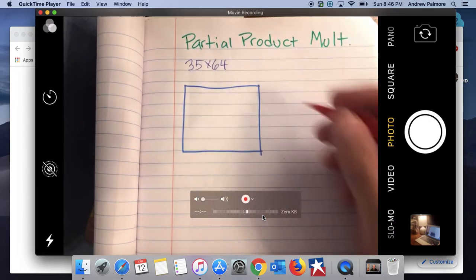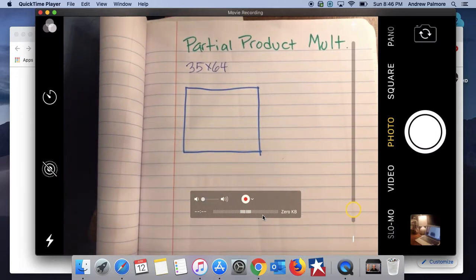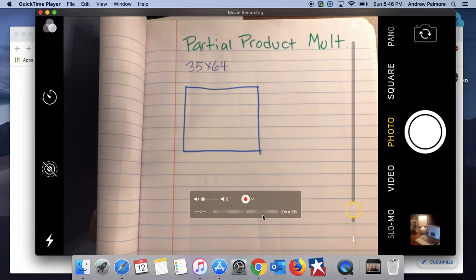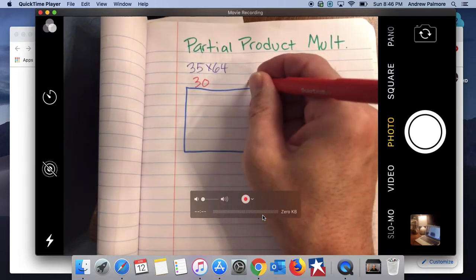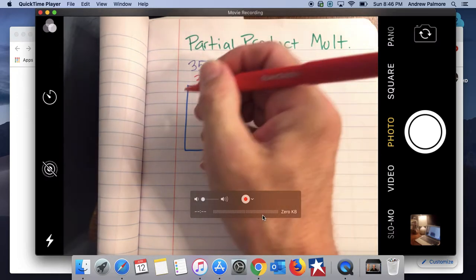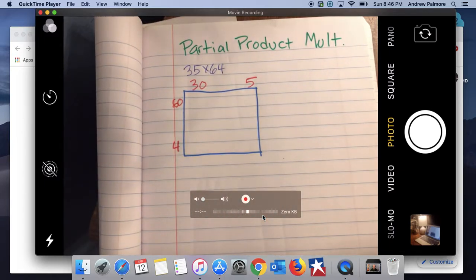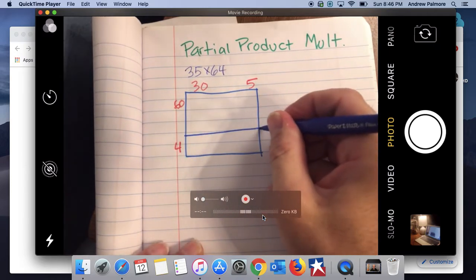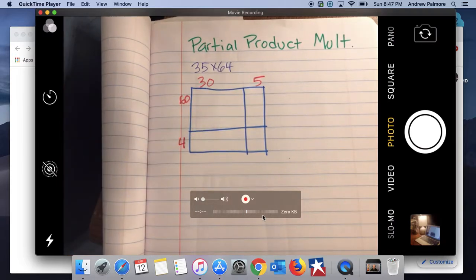Okay, so I'm going to break up the 35 into tens and ones. So think about, what would 35 be in tens and ones? Okay, I'm going to do 30 and 5. And then think about 64. How would that be in tens and ones? 60 and a 4. Now I'm just going to divide it up here. Don't worry that the 60 and the 30 look to be about the same length. It doesn't matter really. It's just a model.